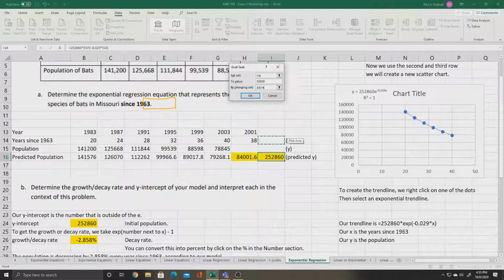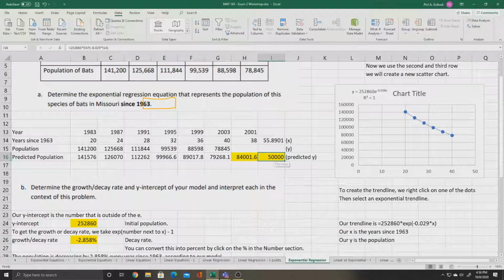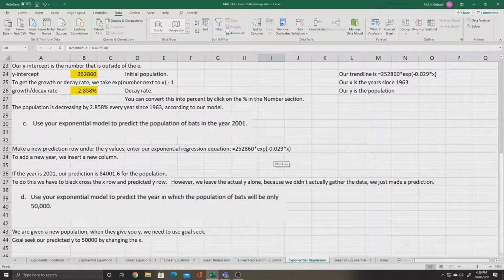You don't want to click too high and end up in the actual year, and you don't want to click too low and end up in the Y section. Press OK. The correct X will pop in to the X row. Now, when we goal seek to 50,000, we get 55.89 years since 1963.